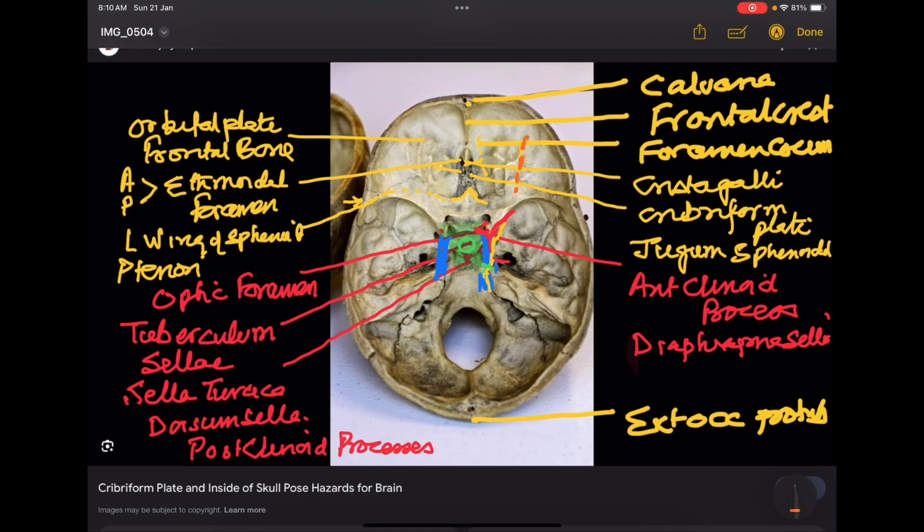So this bend is called the bend of Wolf. This is the canal of Dorello, this is the bend of Wolf, and this bend of Wolf can cause this nerve to get compressed here, and the lateral rectus gets paralyzed whenever there is a lesion which is supratentorial, above the tentorium cerebelli. So we'll draw the attachment of the tentorium cerebelli here.